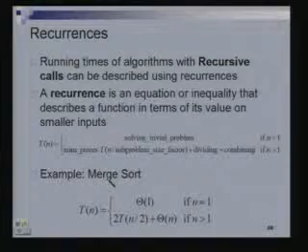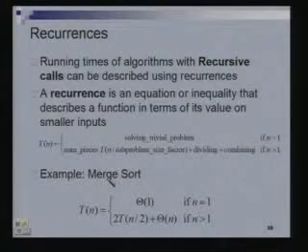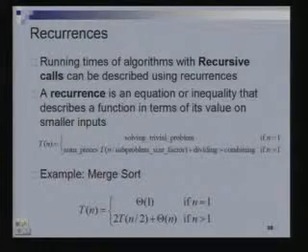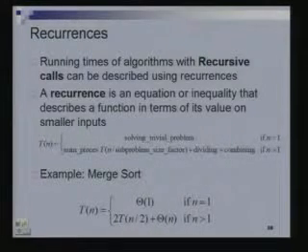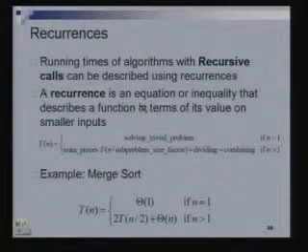We are going to analyze it once again using recurrence relations. We had used recurrence relations before, and I'm going to say it once again so that it's refreshed in your mind. For all recursive procedures, you can analyze the running time using recurrence relations. It's basically an equation or inequality that describes a function in terms of its values at smaller inputs.